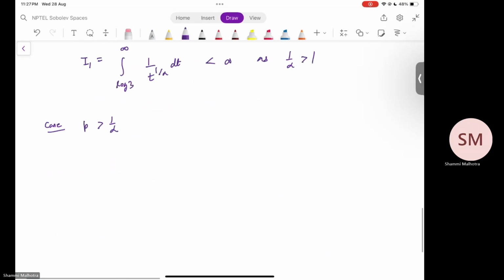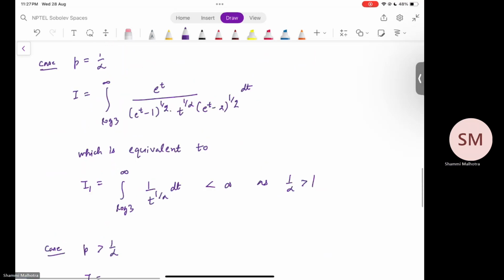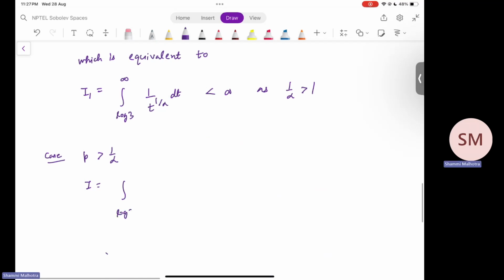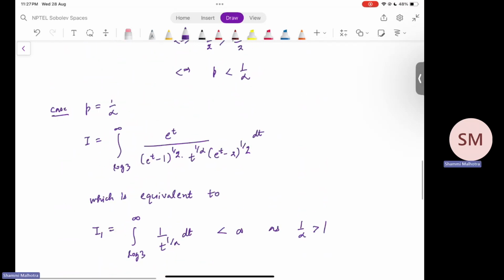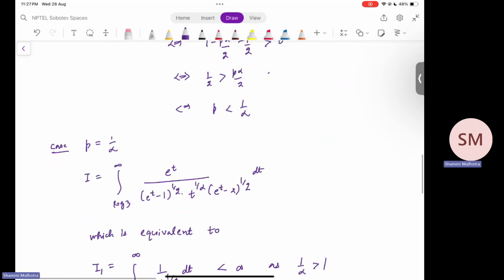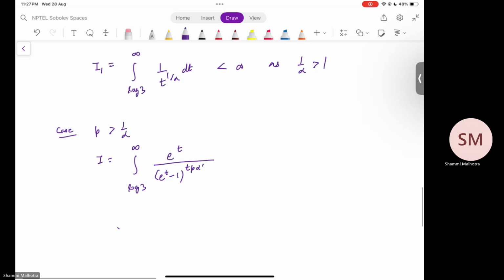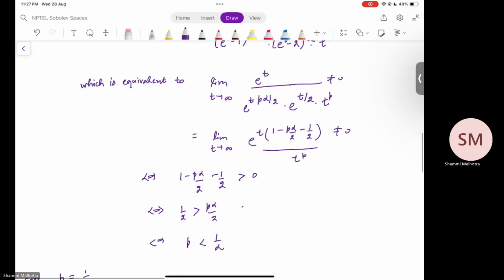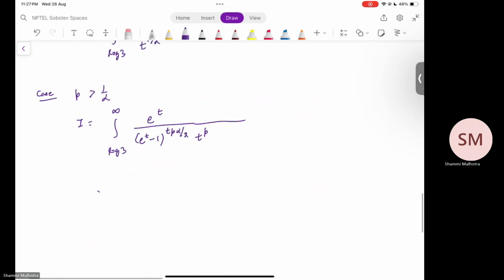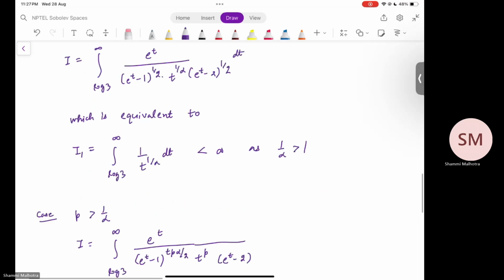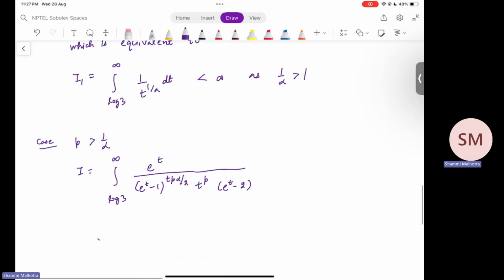So I is actually the integral from log 3 to infinity of (e^t minus 1) raised to the power of t p alpha by 2, raised to the power of p, and e raised to the power of p minus 2, whole divided by half, dt.